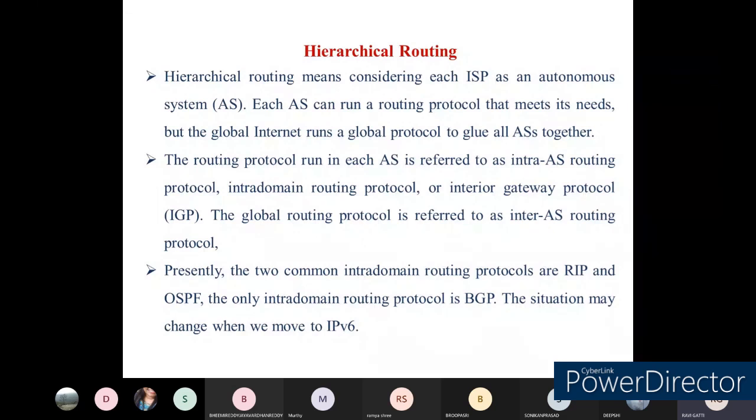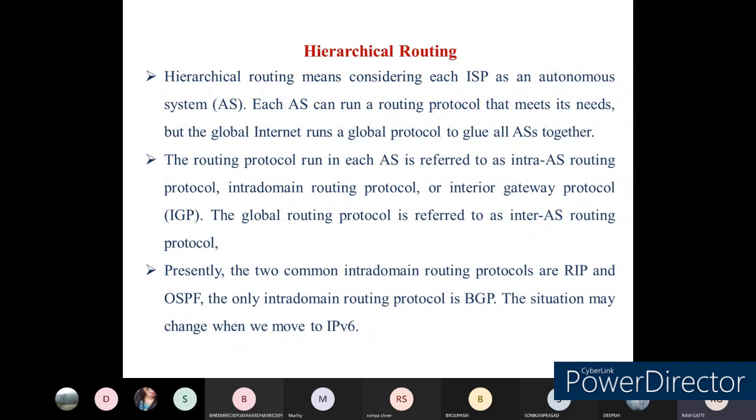The routing algorithms may be intra-autonomous system or inter-autonomous system. Based upon that, your internet service provider structure is created, or renamed, as a hierarchical routing algorithm. In this hierarchical routing algorithm, one network acts like a primary node. From the primary node, secondary networks will be created. From the secondary node, tertiary networks will be created.